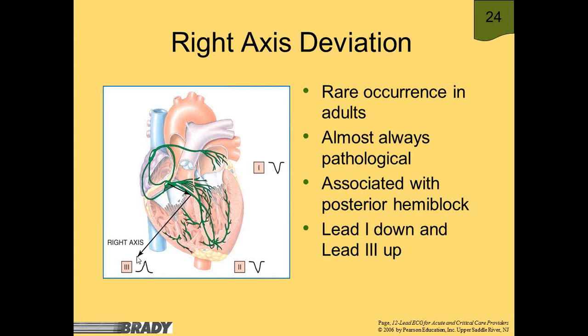So what we're going to see is lead 3 is positive, but 2 and 1 will be negative because our deflection is coming down and it's going right straight down to that right leg limb lead. That's a lot to say. Okay.